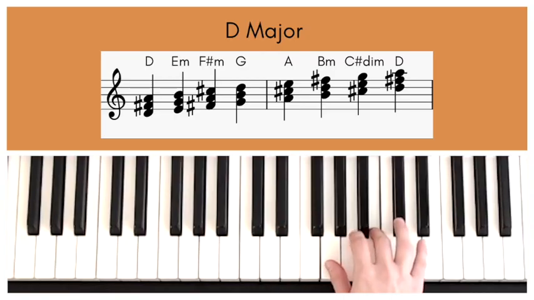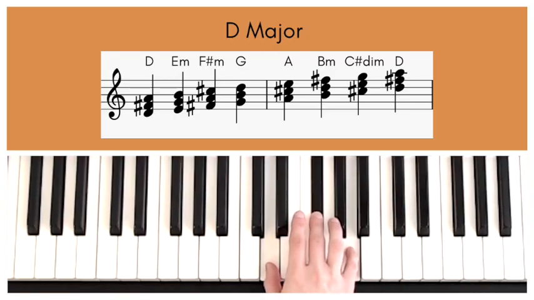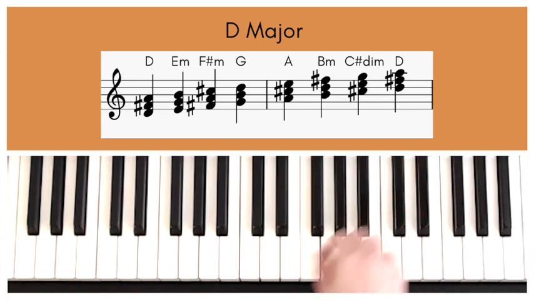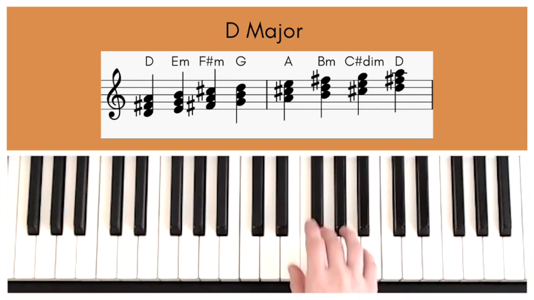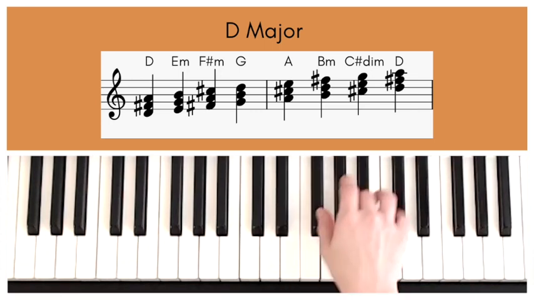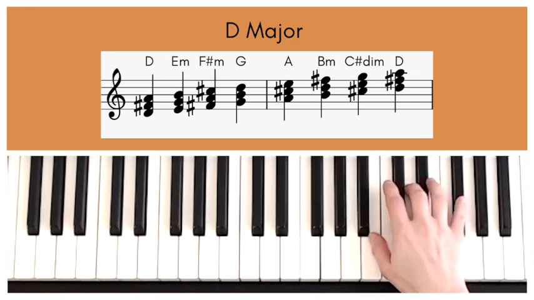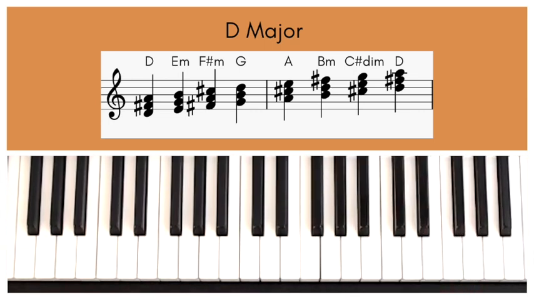Now the same thing applies for every single major scale. So let's do the same thing quickly in D major. In D major, the 1 chord, D major, the 4 chord, G major, and the 5 chord, A major, are major. Then the minor chords are starting on the second note, E minor, the third note, F sharp minor, the sixth note, B minor, and the seventh note is the only diminished triad.